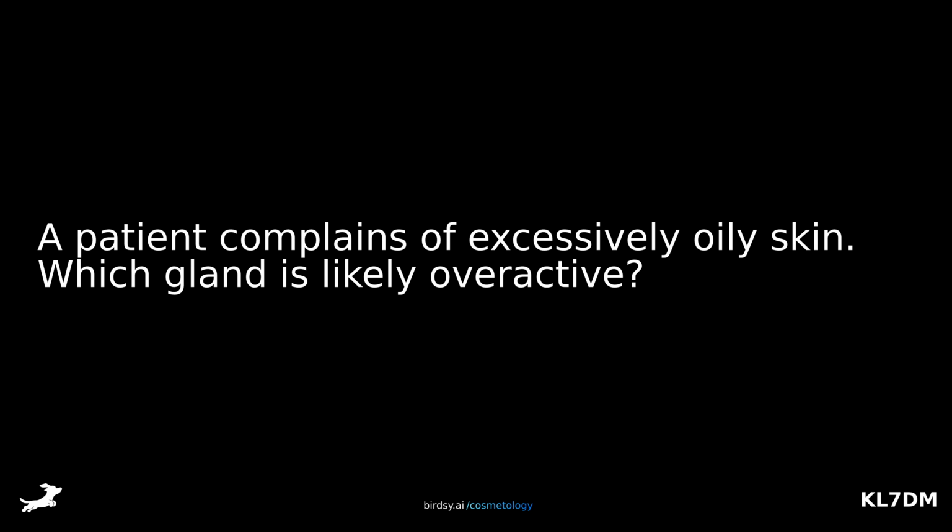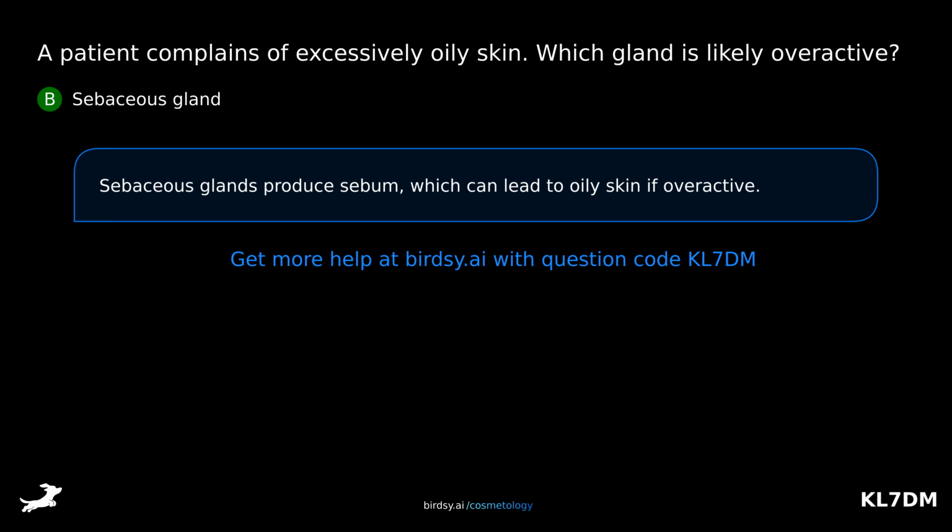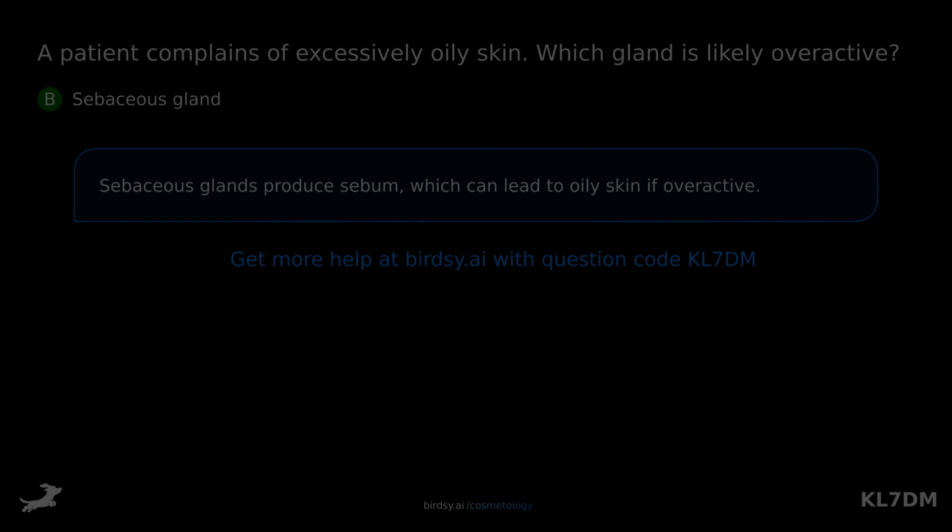A patient complains of excessively oily skin. Which gland is likely overactive? Is it A, sudoriferous gland, B, sebaceous gland, C, endocrine gland, or D, apocrine gland? The answer is B, sebaceous gland. Sebaceous glands produce sebum, which can lead to oily skin if overactive.